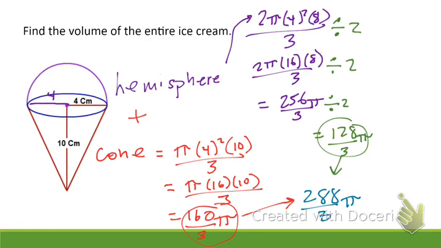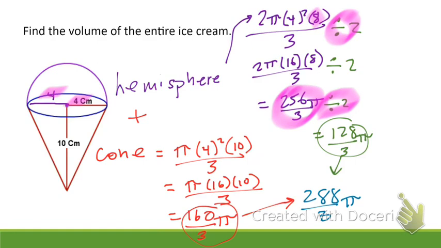Then for the hemisphere, and notice I use the formula for the sphere, but then after that I'm going to divide by 2 because I only want half of that sphere. So I'm going to just go ahead and solve for the sphere first, and I get 256 over 3 times pi. Okay, notice to get that I had to use the height of 8, because radius plus radius will give me the height for a sphere. Okay, so once I've solved for that sphere, I'm now going to divide by 2. And to divide by 2, I get 128 over 3 pi.